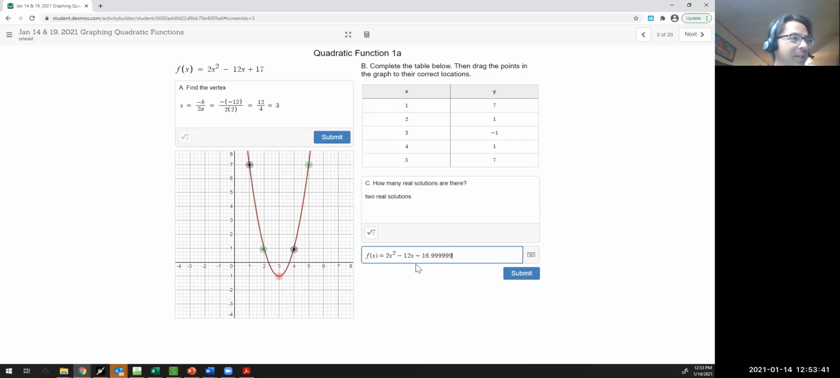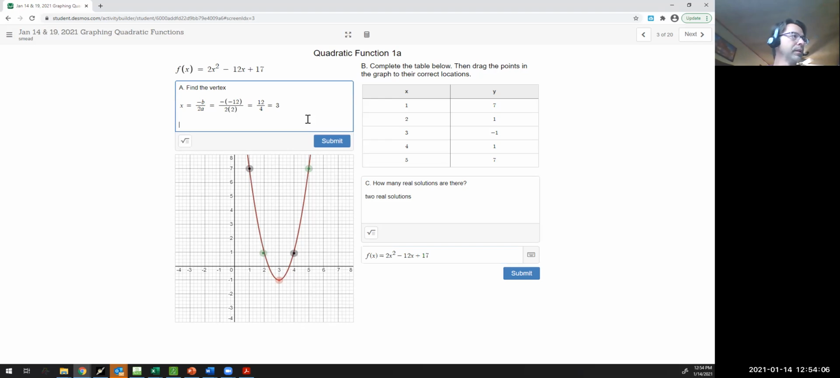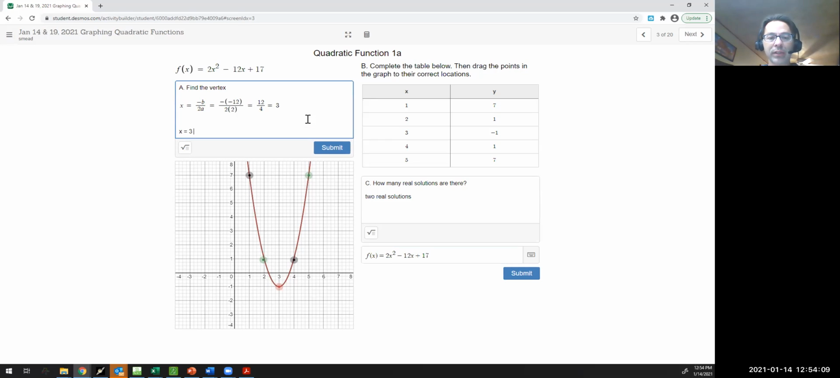16.99999. So 16 would be a little bit off. You guys see that, right? But 17 is perfect. So this is like a check button. If you see just one parabola on your screen, that means you did the table correctly. That means you did the algebra correctly to find the x value of the vertex. Sometimes x equals 3 is called the line of symmetry.